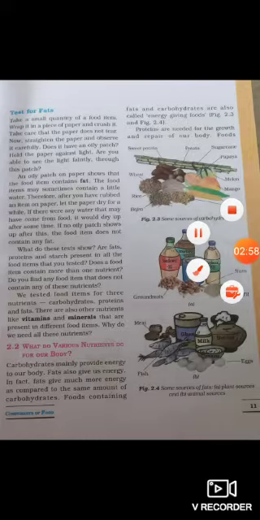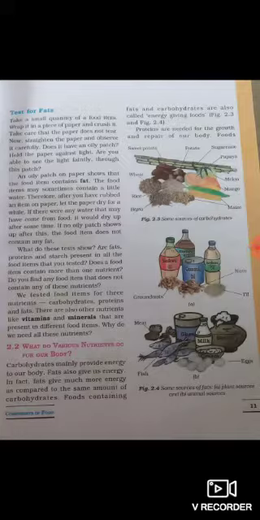Now students, what do various nutrients do for our body? Carbohydrates mainly provide energy to our body. Fats also give us energy. In fact, fat gives much more energy as compared to the same amount of carbohydrates. Foods containing fats and carbohydrates are also called energy giving foods. Proteins are needed for the growth and repair of our body.